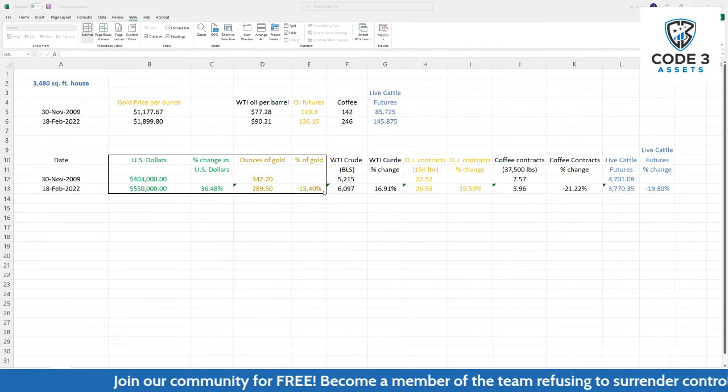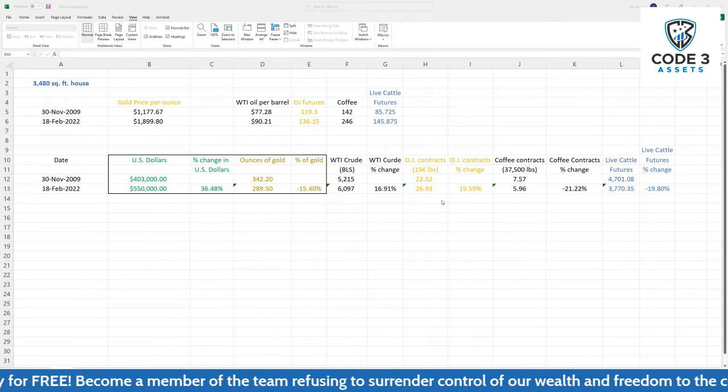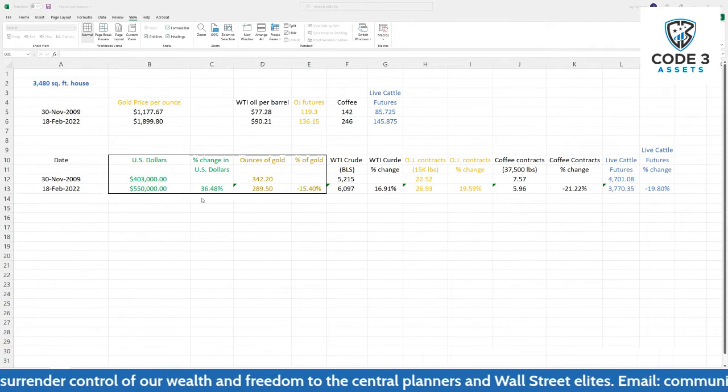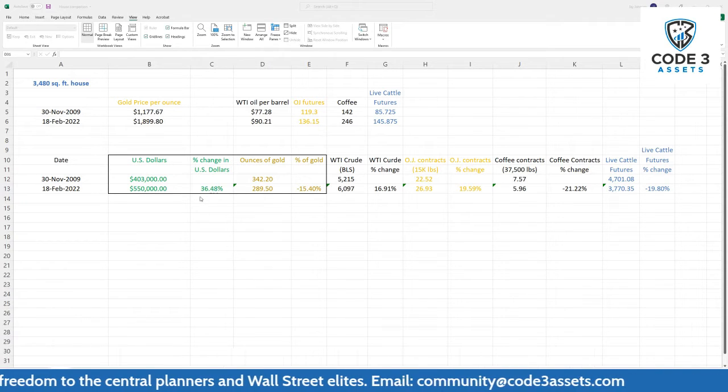It's just like ounces of gold, unit of measure, barrels of oil, unit of measure, pounds of orange juice, pounds of coffee, pounds of beef, all units of measure. Dollars are just a unit of measure, not really wealth. And we're going to do another video on that. I know that sounds weird, but we'll go a little deeper on that.